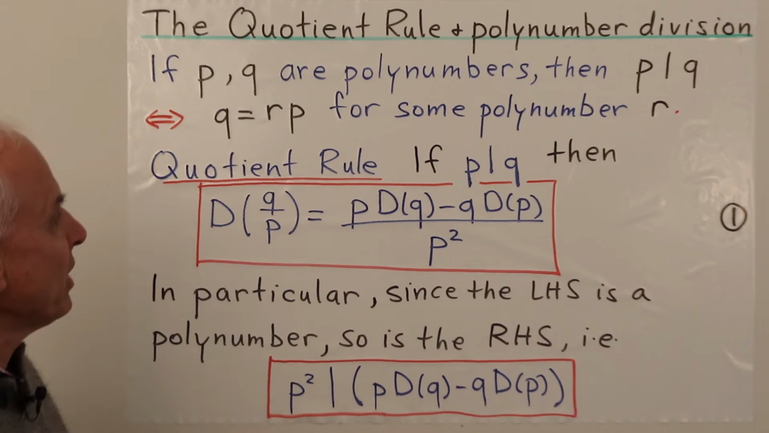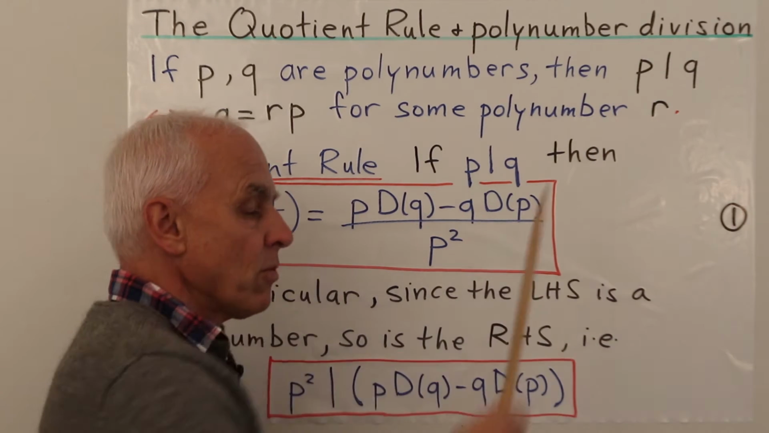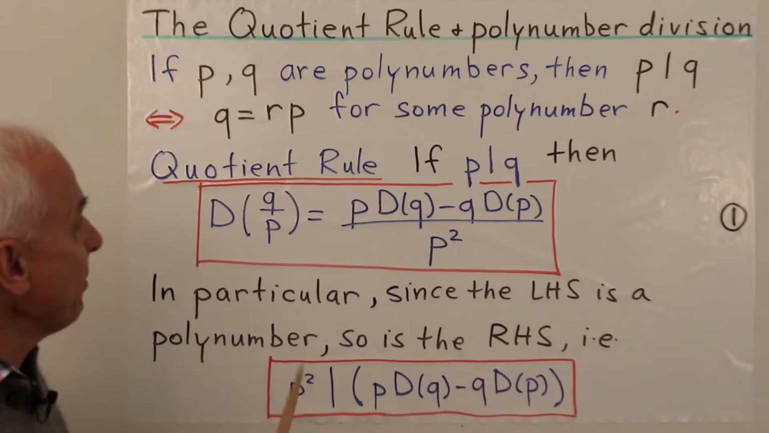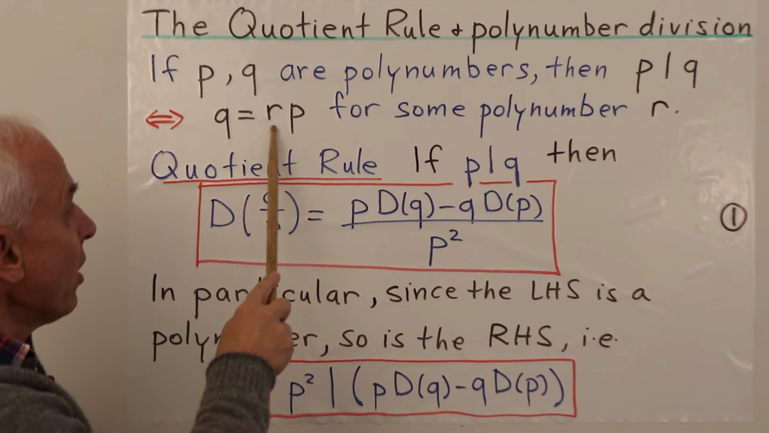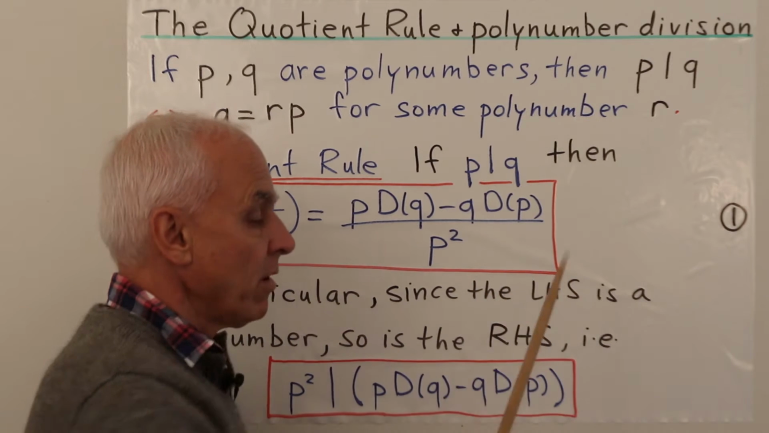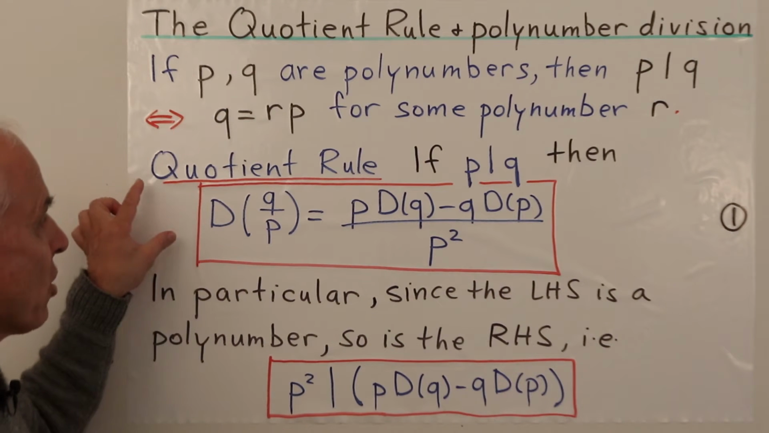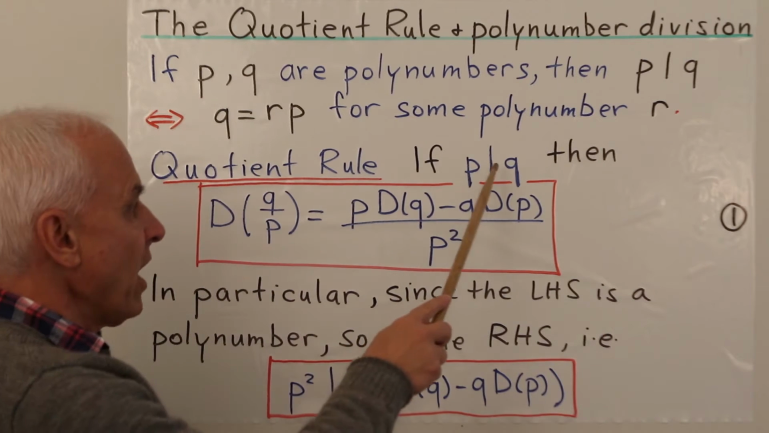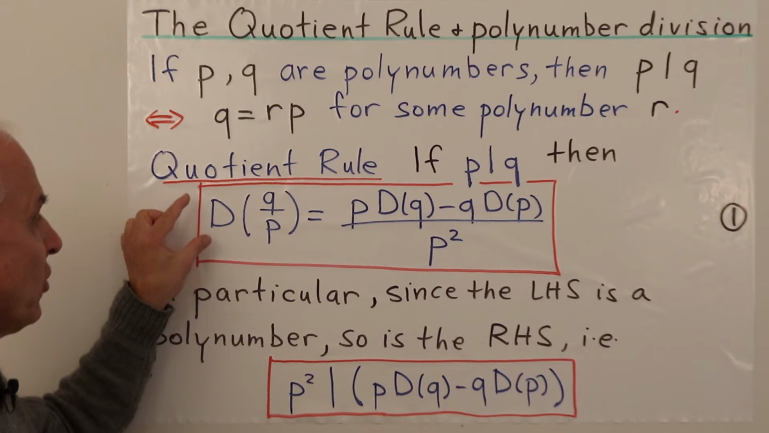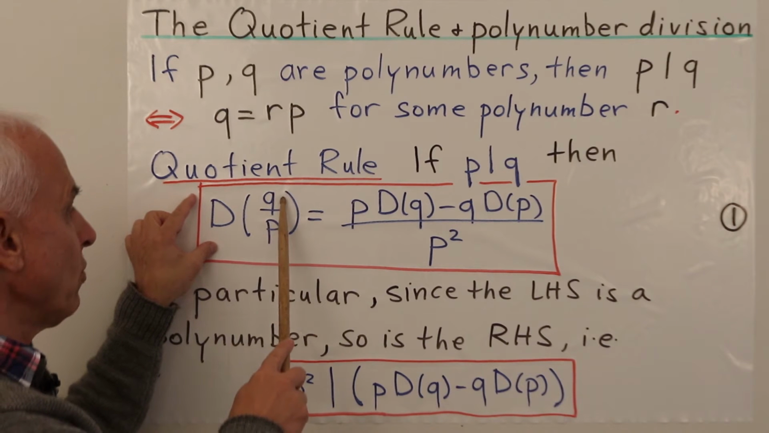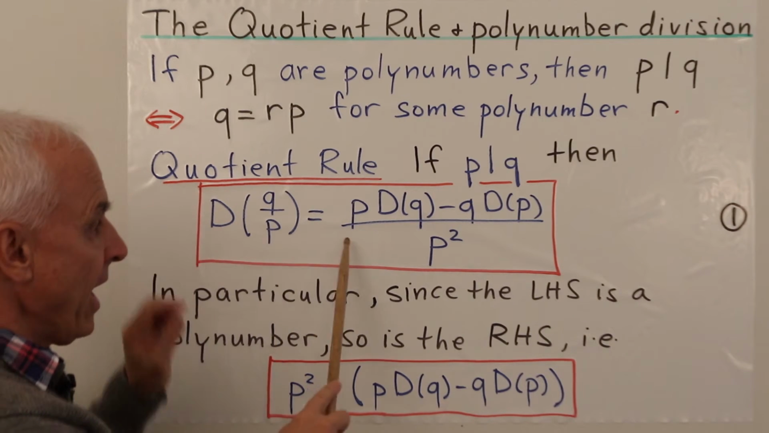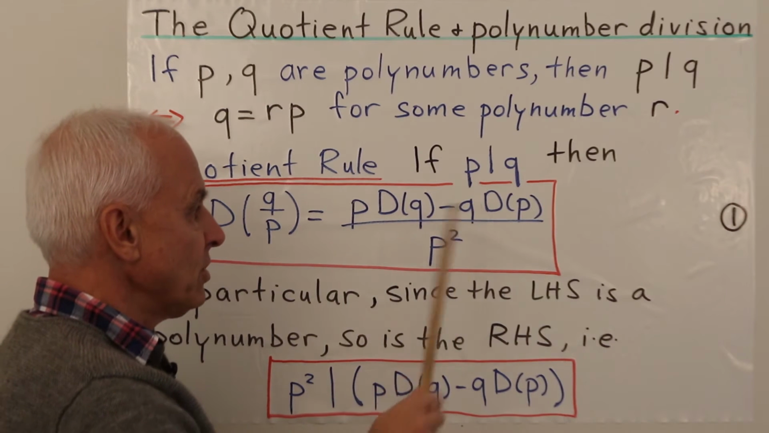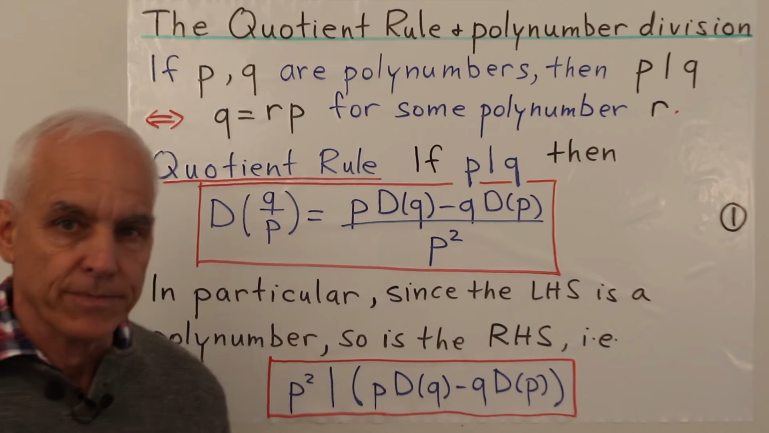Okay, so the starting point is just a notion of division, when one polynumber p divides another polynumber q. That happens precisely when q equals r times p for some polynumber r. And then here's the quotient rule, which tells us that if p divides q, then the derivative of the quotient q divided by p has this expression: p dq minus q dp over p squared.